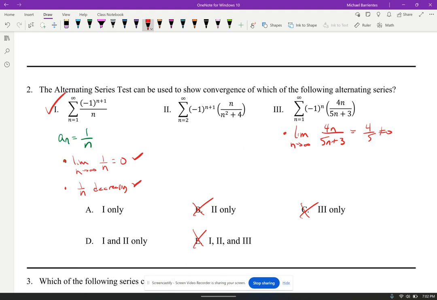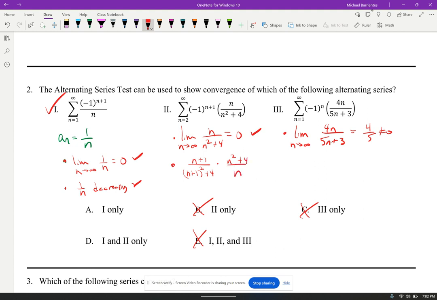How about Roman numeral 2? Is this an alternating series? Yes. Can I take the limit as n approaches infinity of n over n squared plus 4? Does that equal 0? Yes. Is it decreasing? Well, can we do what we did before? a sub n plus 1 divided by a sub n, which is n over n squared plus 4, which is the same thing as multiplying by its reciprocal.